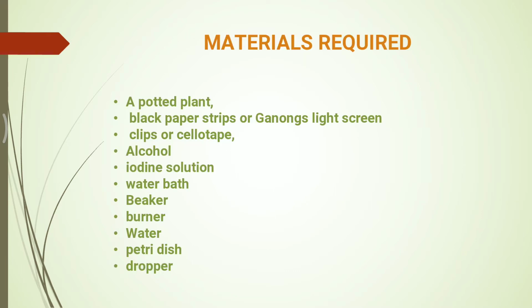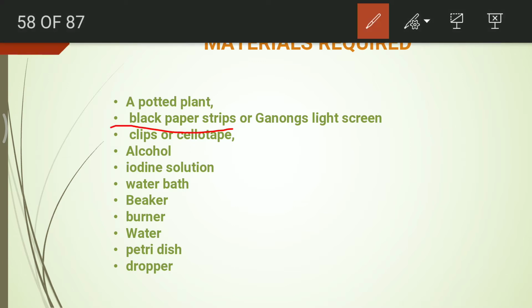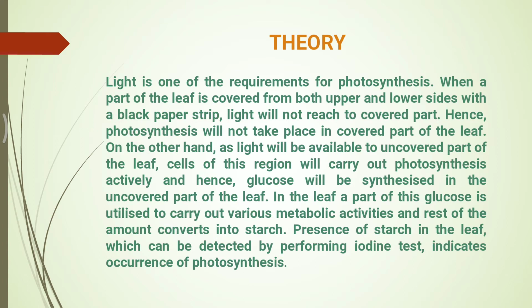The materials required remain the same, with just one addition: Ganong's light screen or a black paper strip. Anything which is black can be used, even a black cloth. We just need to cover the leaf with that black cloth. So there is one idea in mind with the help of which we perform this experiment.